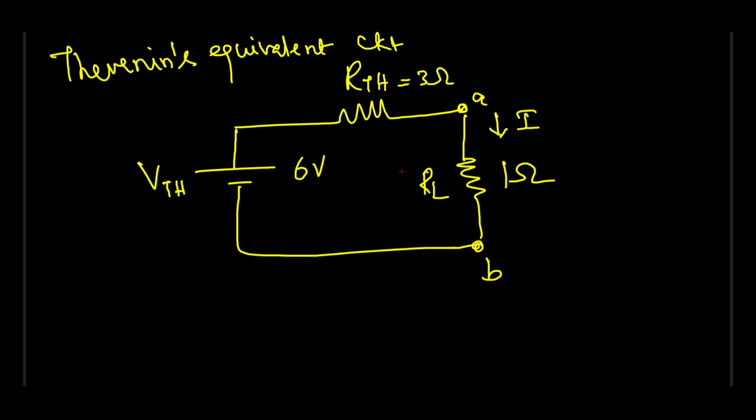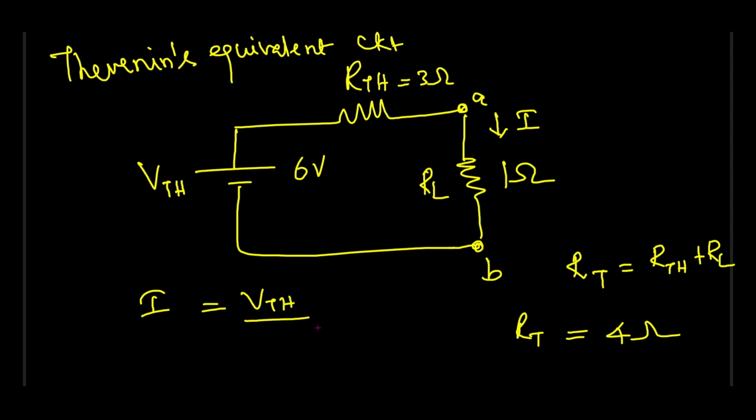Now in that case, simply you can apply any simple formula or anything. You can, if you want, apply KCL, or if you want directly, you can go for V by R. Because the total resistance in this circuit now, total resistance here is this RThevenin value plus this RL value, isn't it? So it is 4 ohms. So if you want to find out this current I, it is nothing but this VTH divided by the total resistance of that circuit. So it is 6 divided by 4.